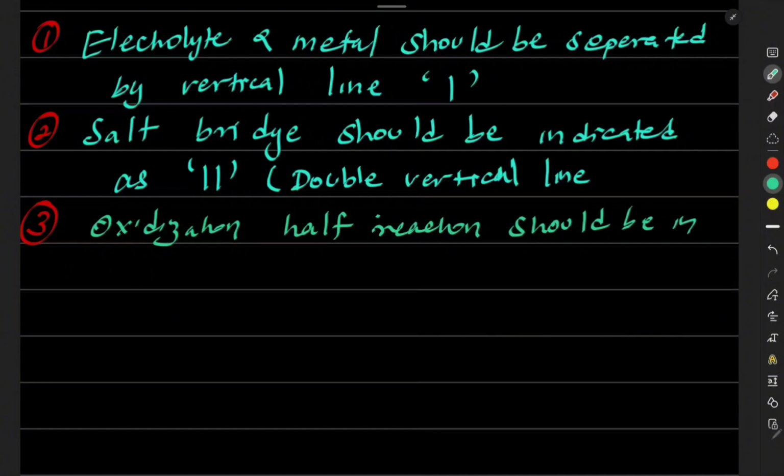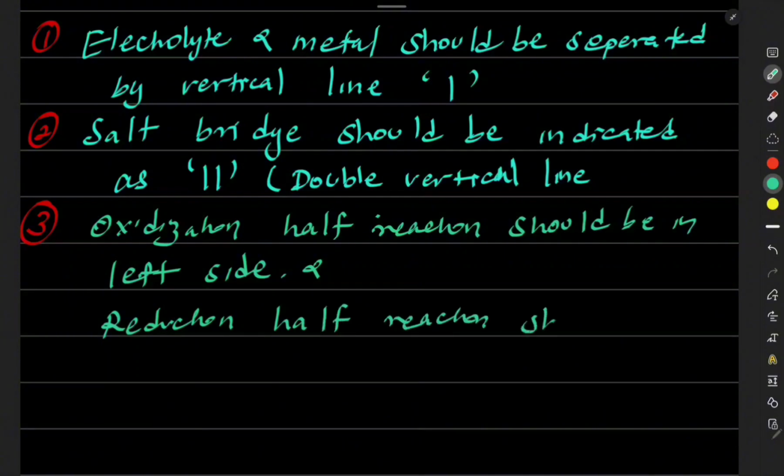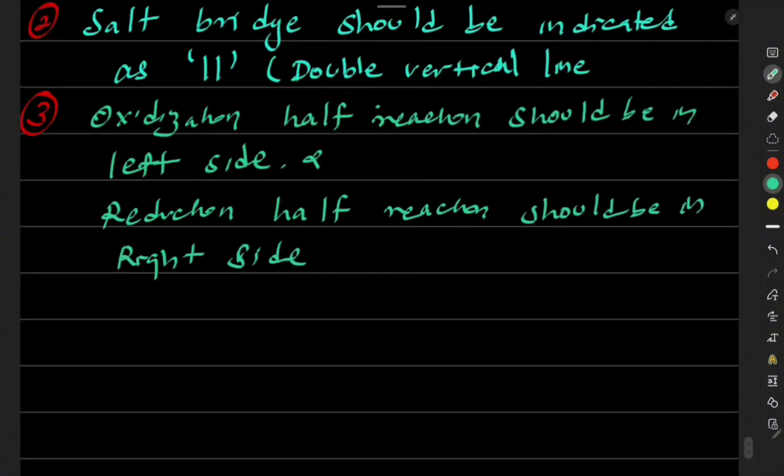The oxidation half reaction should be on the left side, and the reduction half reaction should be on the right side. The fourth point: if a liquid junction is present, it should be presented in dotted lines.